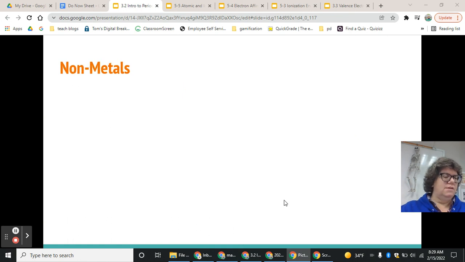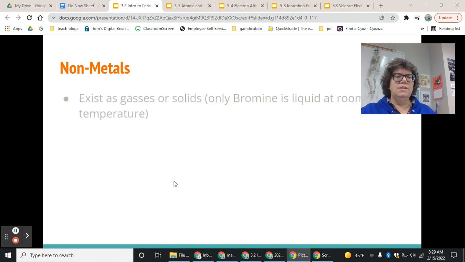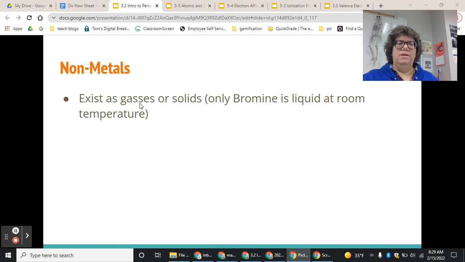The next category is nonmetals. They can be found on the right-hand side of the periodic table. Again, your assignment will make that a whole lot clearer to you. Some things about nonmetals. They exist as gases or solids. Again, there's only one that's liquid at room temperature. That's bromine. Mostly they are gases, a few solids.